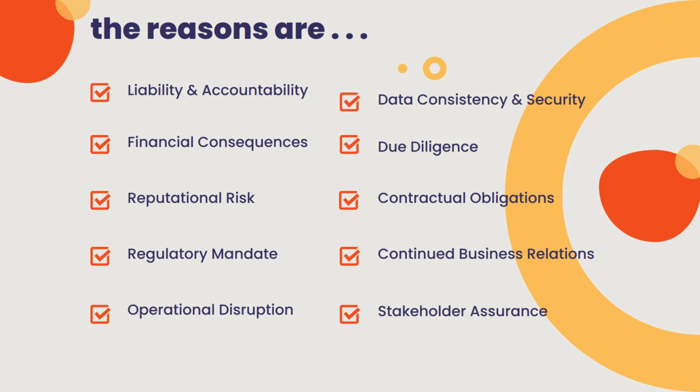So the next one is operational disruption. If a vendor is discovered to be non-compliant or causes a data breach, it can lead to operational disruptions, right? Organizations might need to halt the use of vendor services. Maybe they can switch to a different vendor, or they have to manage the aftermath of a breach.